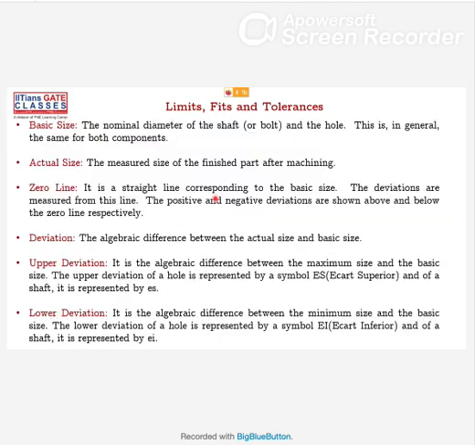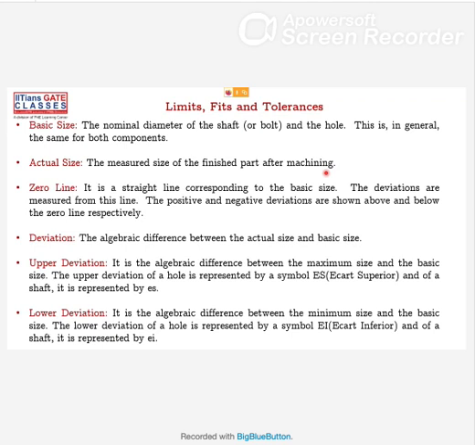So the nominal diameter you have seen is simply what the designer intended. He wants a 30 mm diameter. That is the basic size. That is what the designer has intended to have. What is actual size? Actual size is nothing but the measured size of the finished part after machining. So after the basic size was intended, you manufactured it, then you measured it and found out the actual size. That is the actual size.